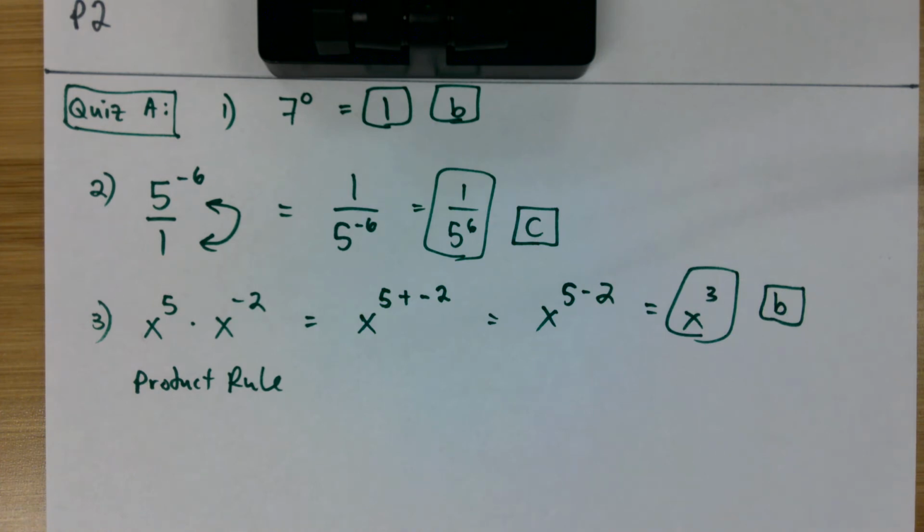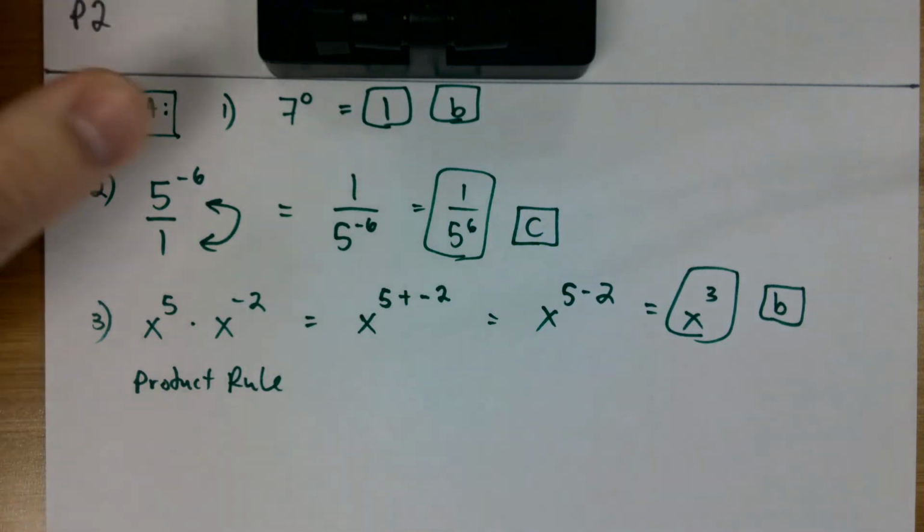So if you got A, you probably multiplied them. If you got C, you probably subtracted them. Or, no, if you got D, you probably subtracted them. If you got C, I don't know how you got C, but it's okay.